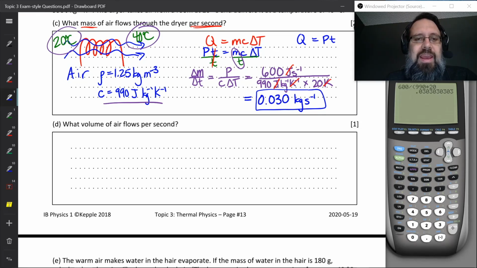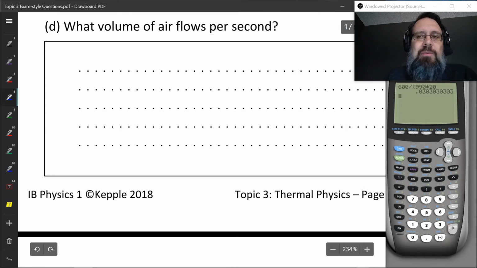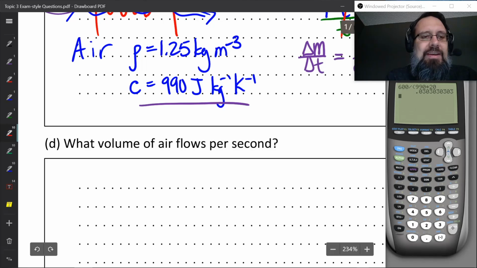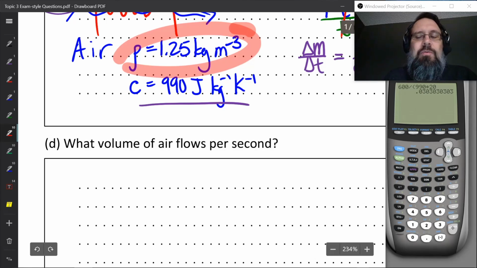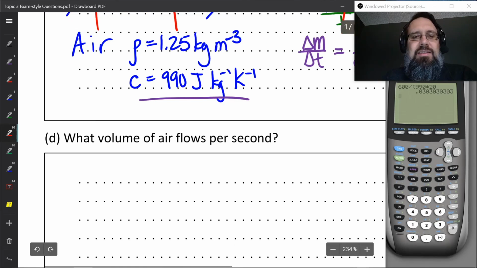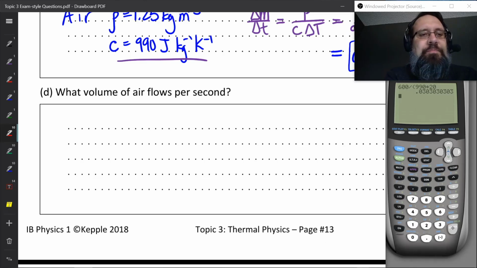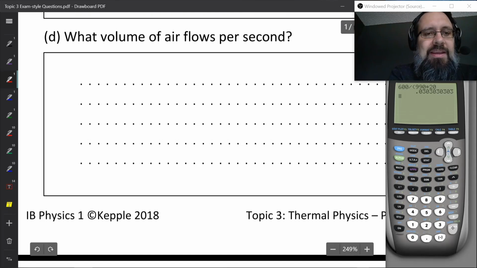What volume of air flows per second? We have the mass flow per second, so we just need to turn a mass flow per second into a volume flow per second. The way to do that is by relating the density, which they gave us. They gave us the density right here. We just need to relate the density to that. Density relates mass and volume. So the expression for that is density.